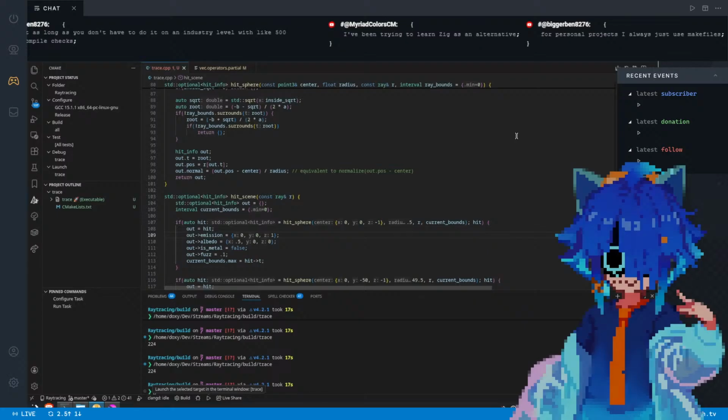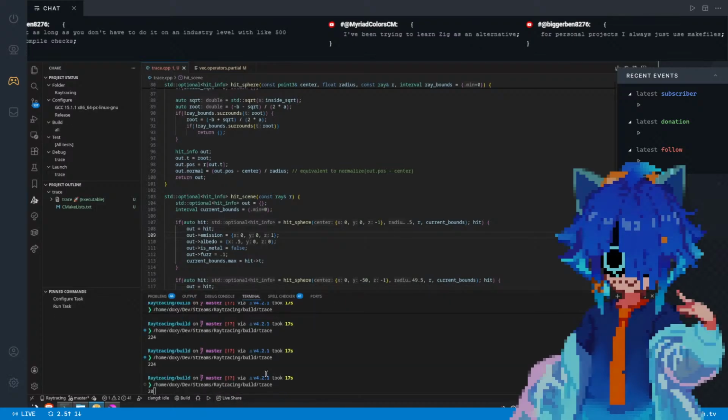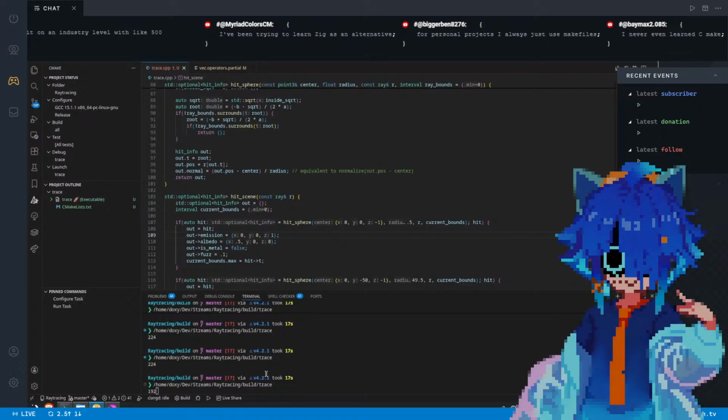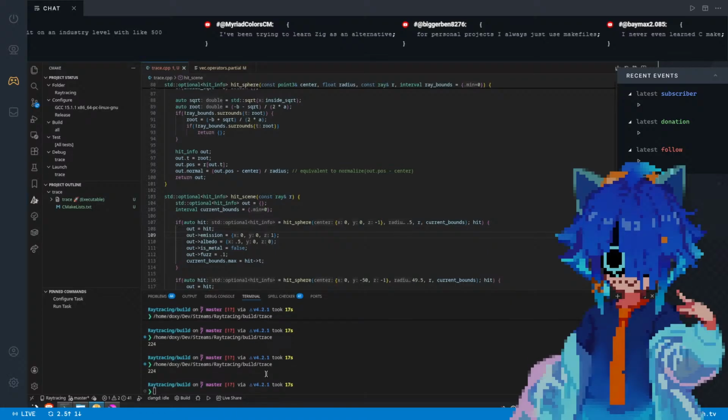Even if you do flag checking and stuff in CMake, it's not too bad once you get the hang of it, I don't think. The thing about CMake that sucks, though, is cross-compiling to different platforms, and that is where Zig becomes really nice. Never even learned CMake? You should probably learn CMake. It's the industry standard. If you're going to be writing C or C++ code, it's the industry standard.